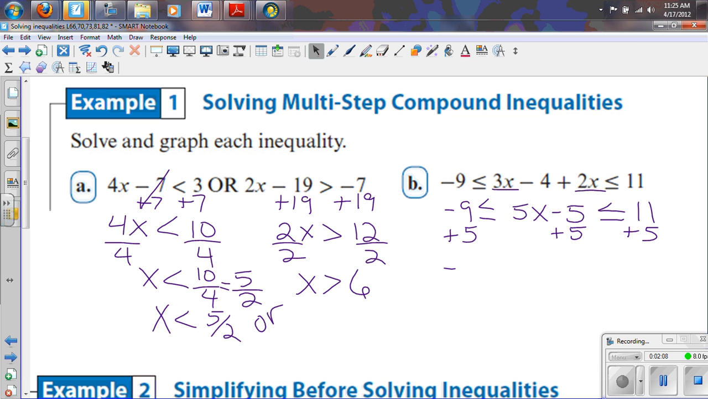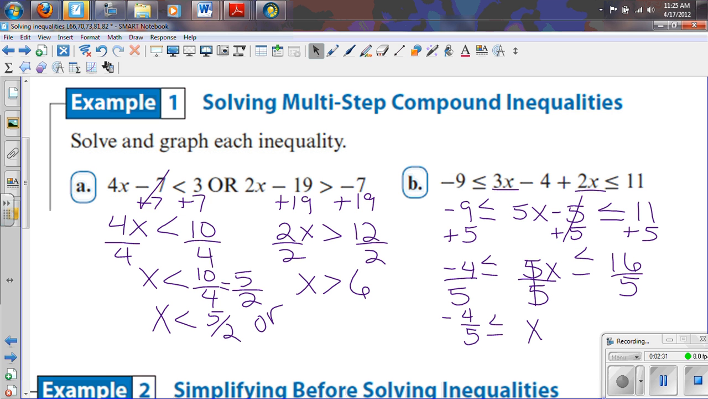And so you get negative 4 is less than or equal to 5x, which is less than or equal to 16. The last step is divide everything by 5, and it's positive 5, so we don't have to change any inequalities. So divide by 5, divide by 5. So negative 4/5 is less than or equal to x, which is less than or equal to 16/5.